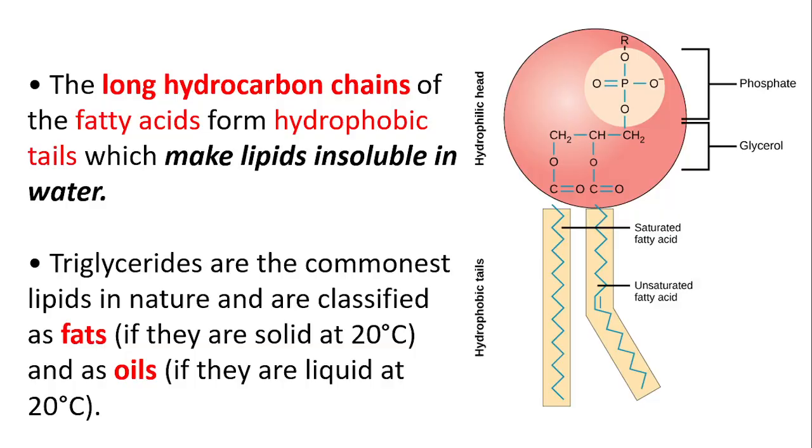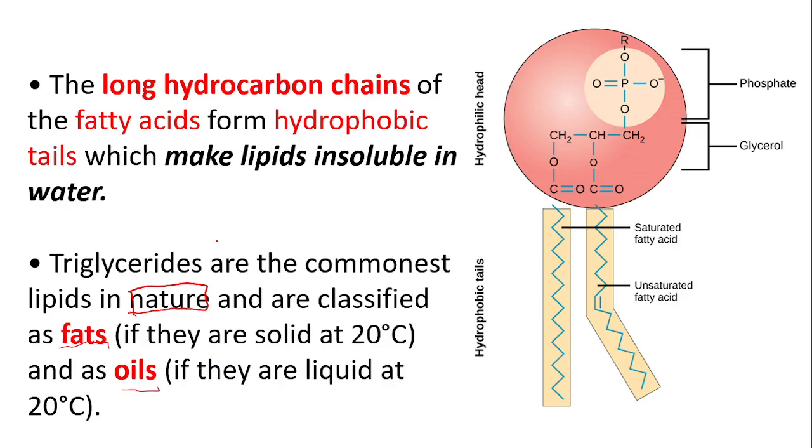Triglycerides are the most common lipids in nature. Please do not mistake this for phospholipids. Phospholipids are most abundant in a cell, but triglycerides are most abundant in the what? In nature. And then these triglycerides can be classified as fats and also as what? Oil. So mostly fats are solid at room temperature, and oils are liquid at room temperature.